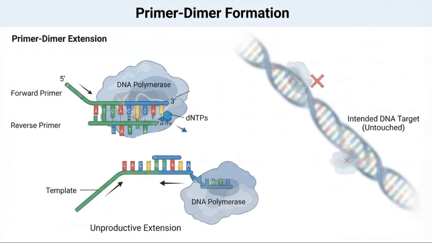Why? Because now the forward primer becomes the template for the reverse primer. The reverse primer becomes the template for the forward primer. And the polymerase happily amplifies those dimers instead of your target. If 2 candidate primer pairs have similar thermodynamic properties, always choose the pair with weaker heterodimer formation.